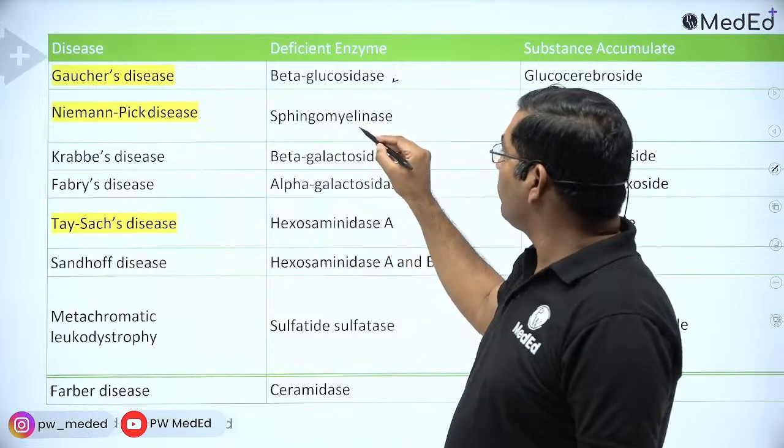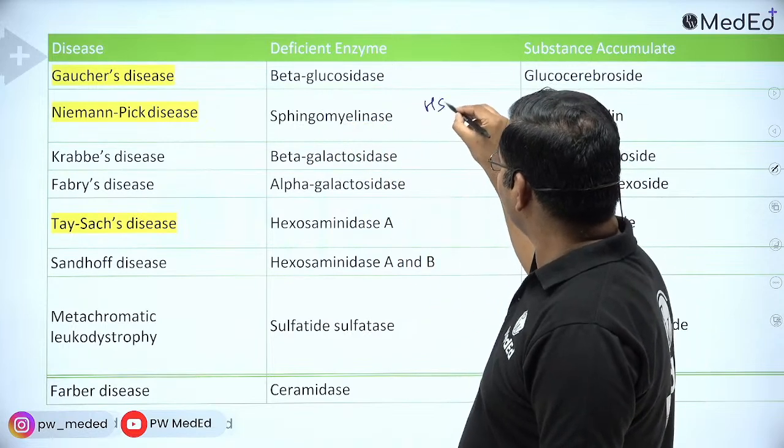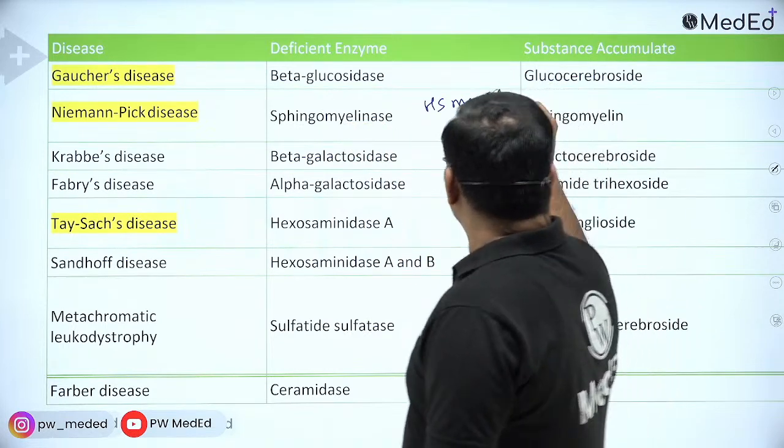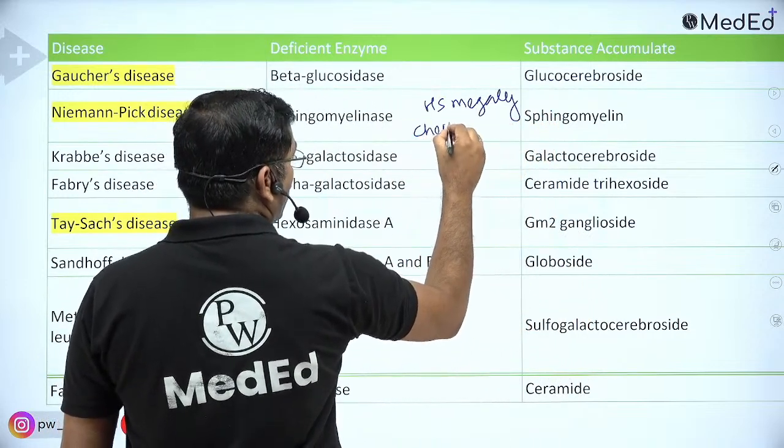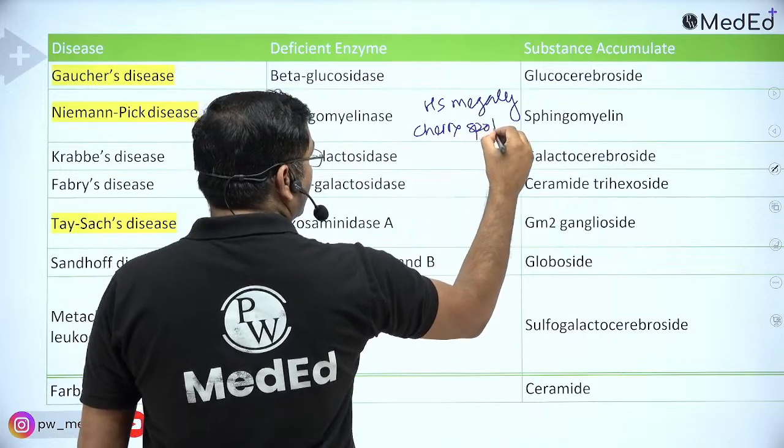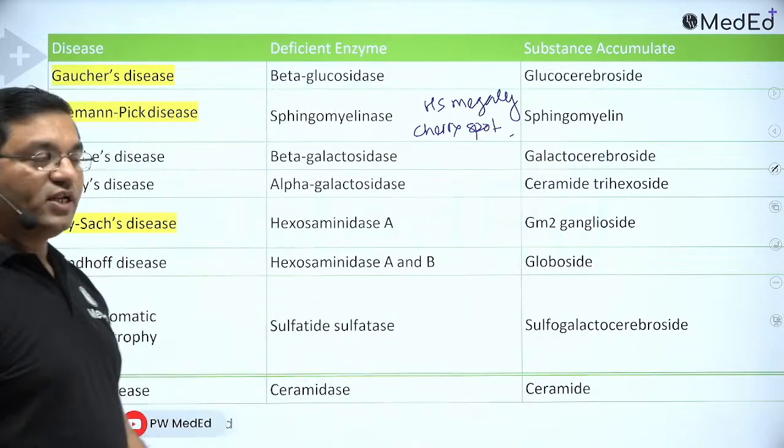Second is Niemann-Pick disease. It is due to sphingomyelinase deficiency, and there is hepatosplenomegaly. In this disease, also hepatosplenomegaly, it has a cherry red spot on the macula, and it is due to sphingomyelin accumulation.